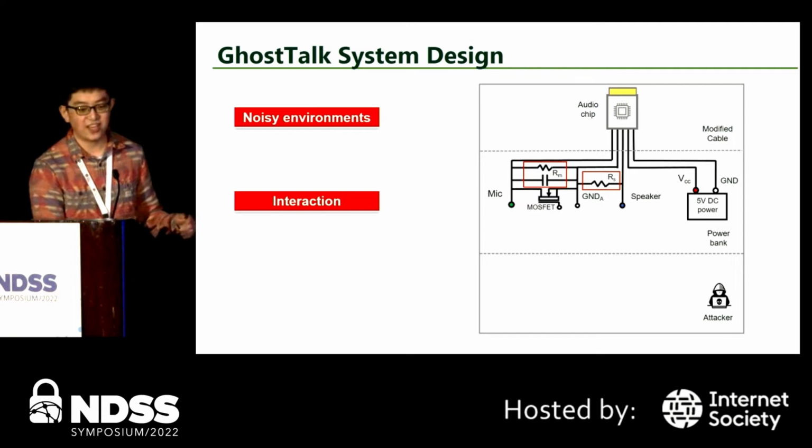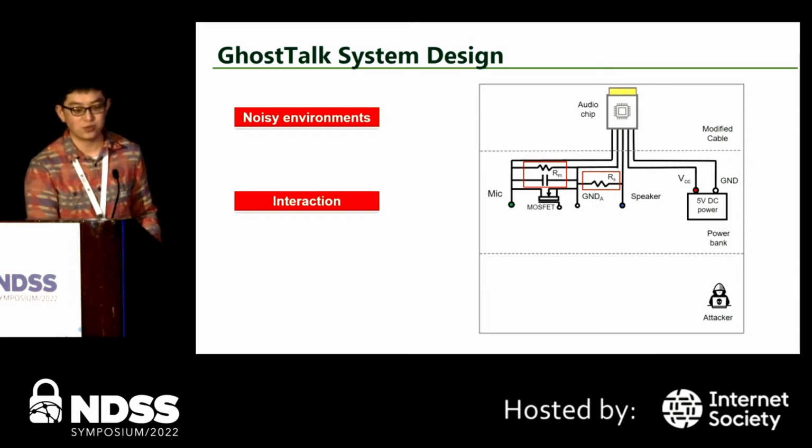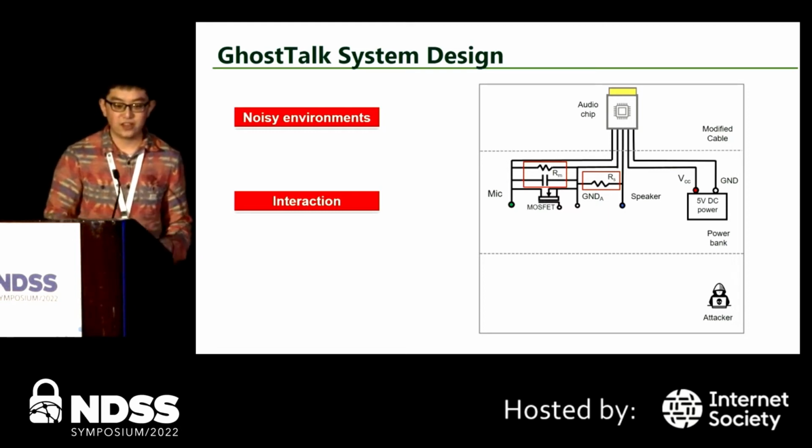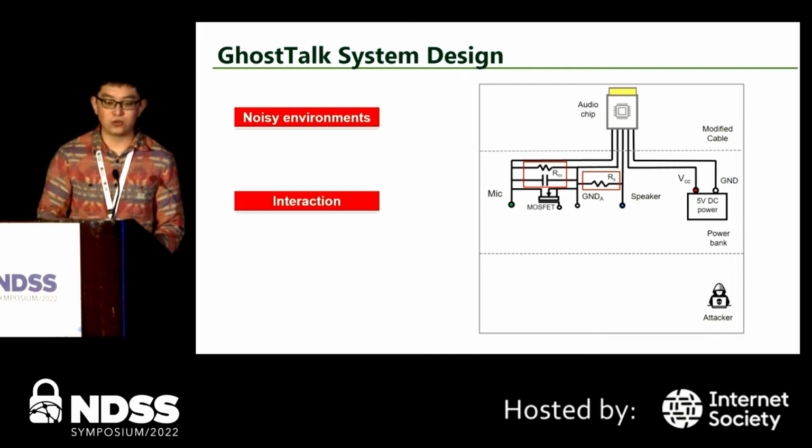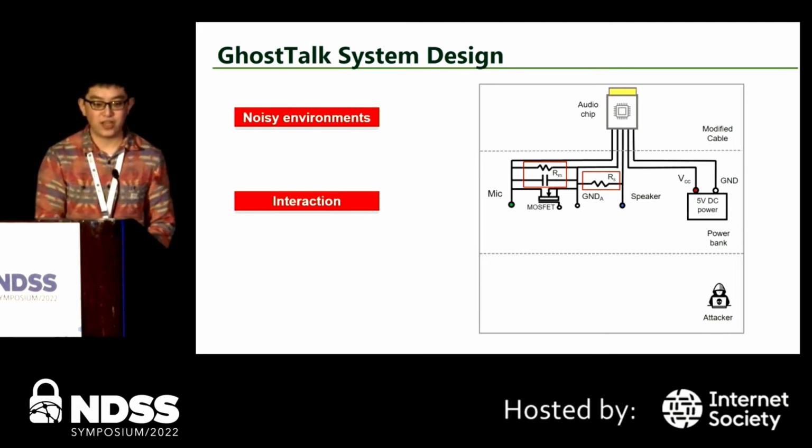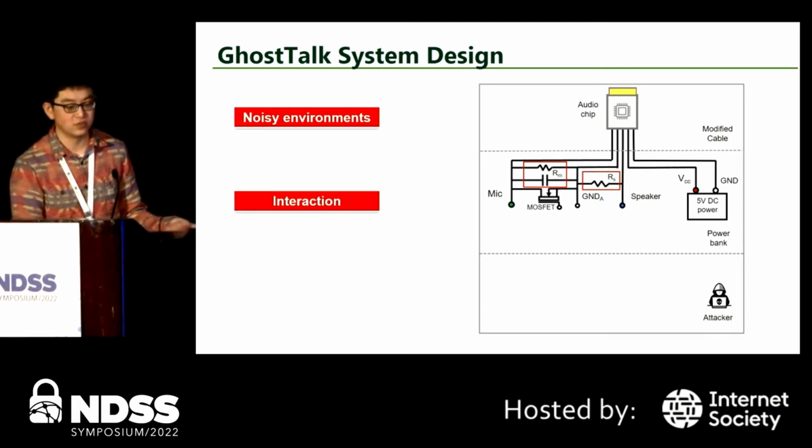And the second, to achieve interactivity, we add two resistors to emulate the presence of a headphone. When the smartphone detects this fake headphone, it will not play audio through the loudspeaker, but from this fake headphone, and then we can inject a modulated audio signal to the microphone cable and eavesdrop the audio signal from these speaker cables.